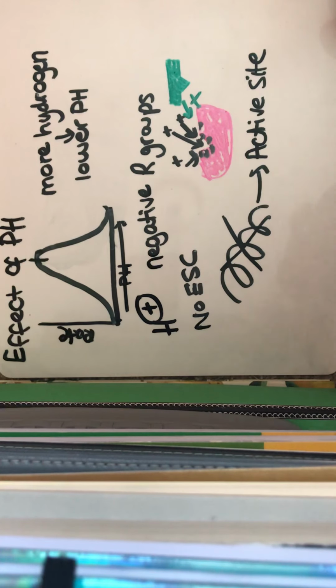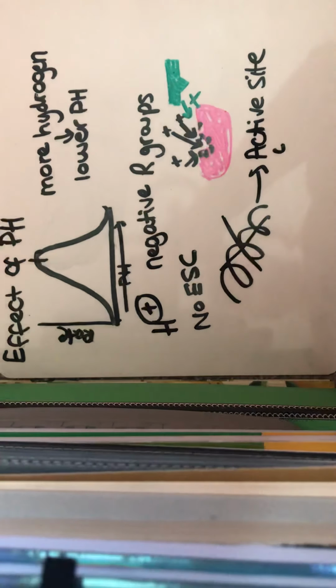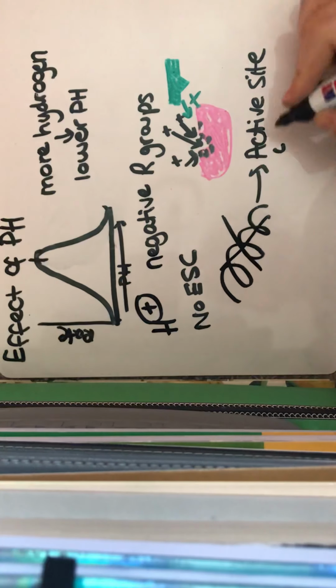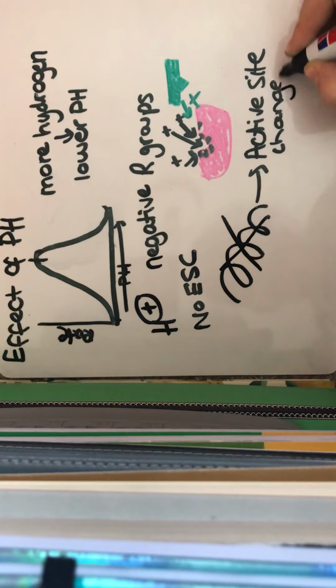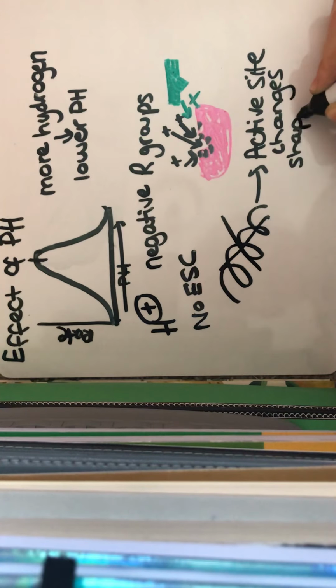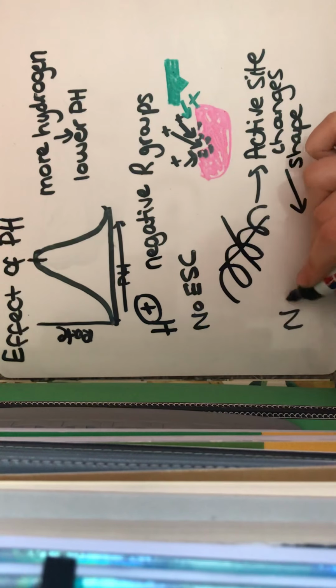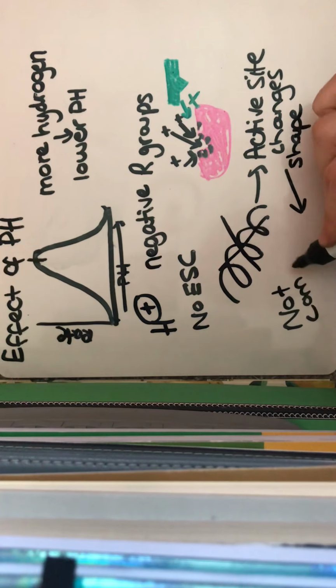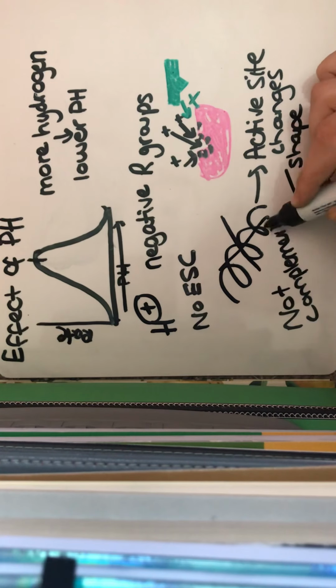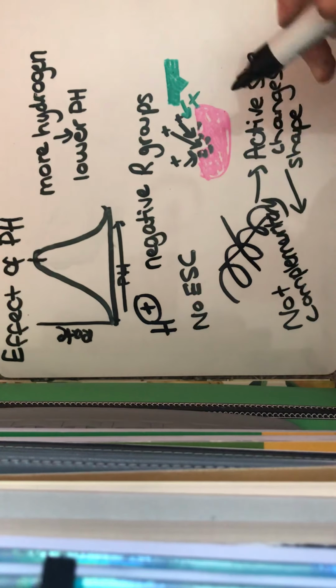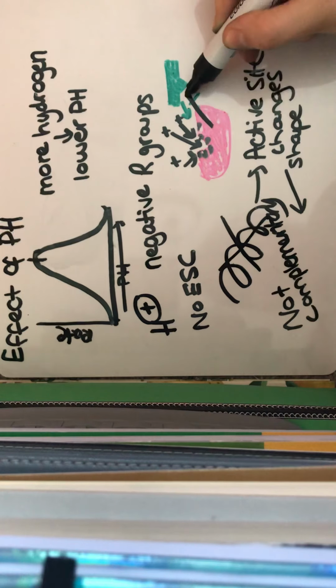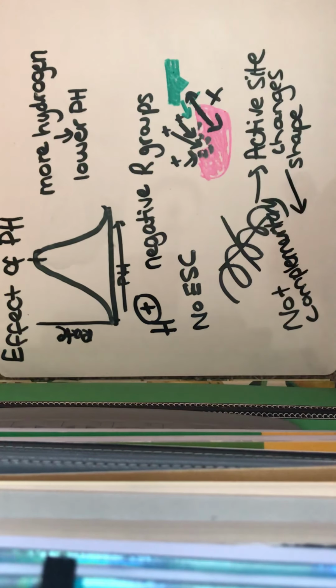So the active site changes shape so that it is no longer complementary to the substrate. So these two are now no longer complementary, so they will not be able to bind. So it's denatured and there'll be no rate of reaction at that point.